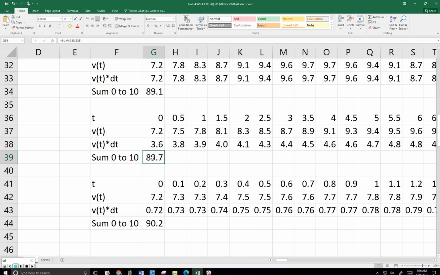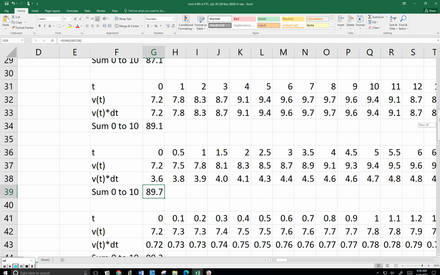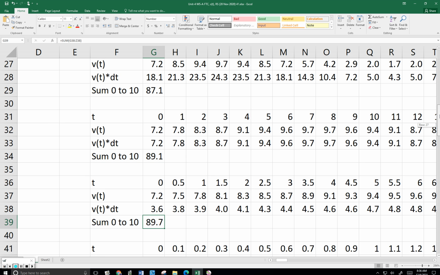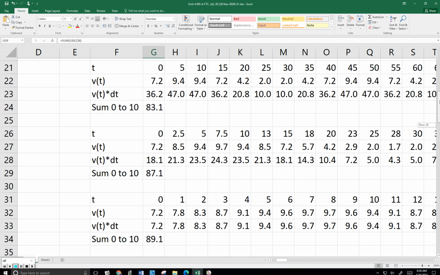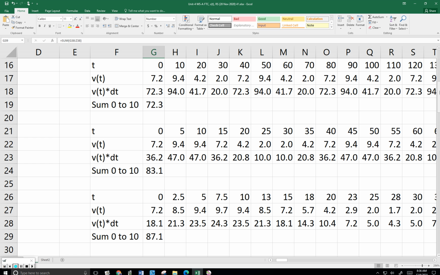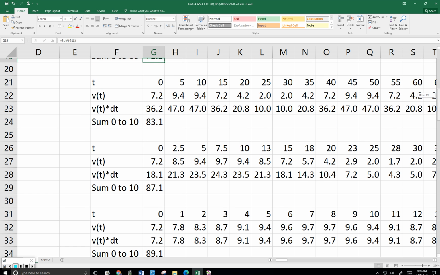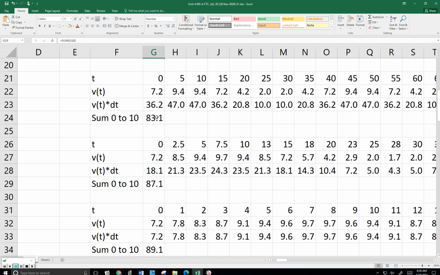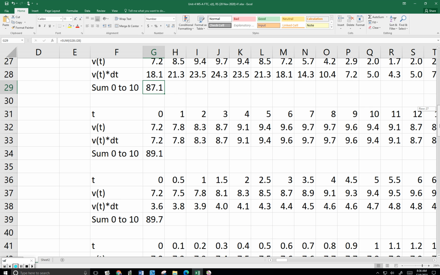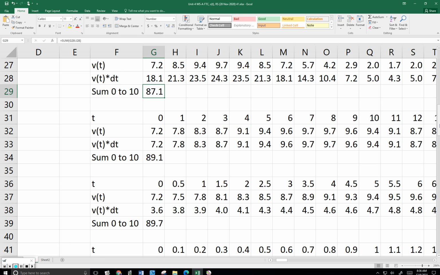But notice how the estimates are clumping. Like we started out with an estimate of 72 when we checked every 10 minutes. As we check more frequently, our estimates are not as far apart. 83, 87. These two aren't too far apart at all. Checking every 1 minute versus checking every 30 seconds. We get these two estimates.